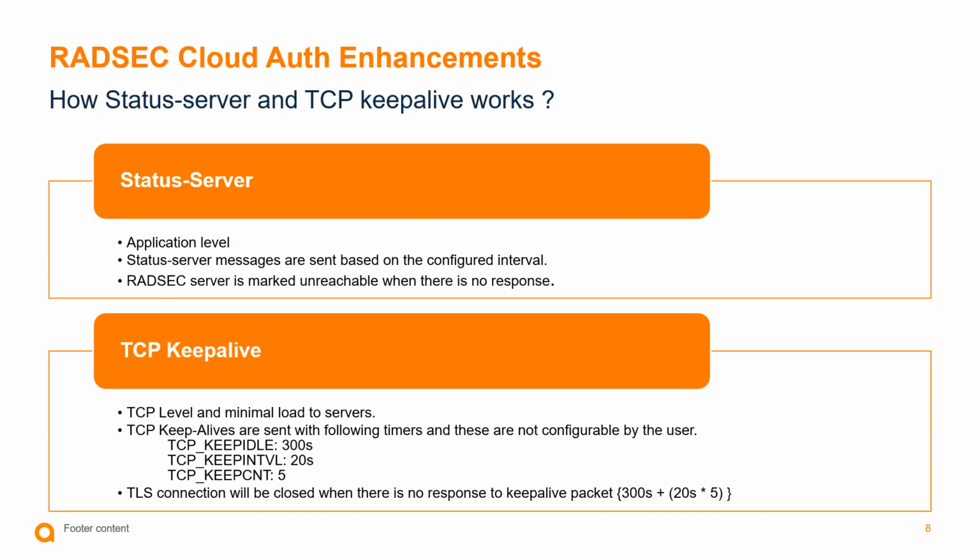That is the TCP keepalive interval, and the number of packets is the TCP keepalive count. These values are not configurable, and they are based on the RFC. These are the default constant values.